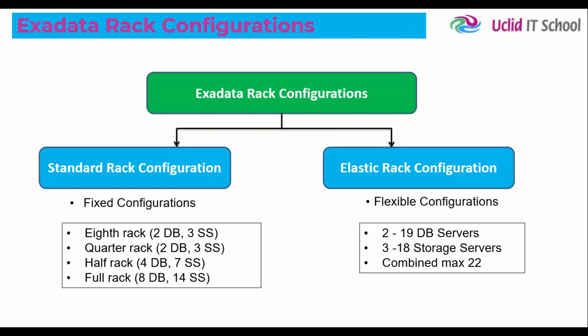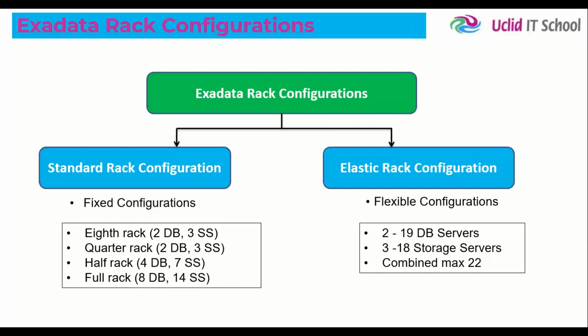Again, standard racks are available in 4 configurations: eighth rack configuration, quarter rack configuration, half rack configuration, full rack configuration. Because every customer does not have a similar requirement. Every customer is not the same, right? You may have a small customer, a mid-size customer, or an enterprise level, big customer. So customers will have different requirements, different budgets. So to suit all kinds of customers, you have different rack configurations.